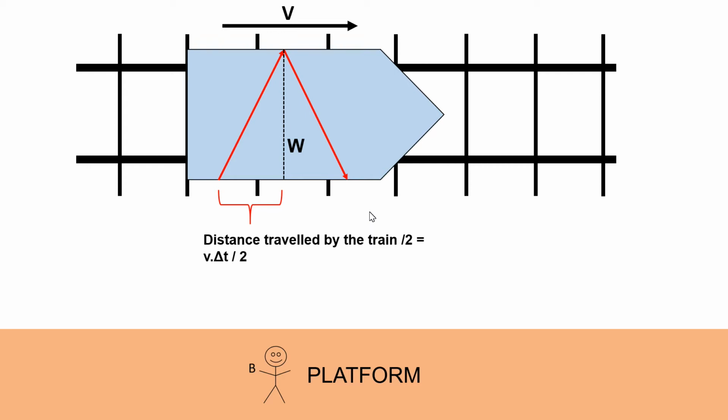We know that the distance traveled must be delta t times v. And the reason why I put divided by 2 is because I just wanted to show, using these curly brackets, half of the distance traveled. This is because we will be applying the Pythagorean theorem later. As you can see, we have two right angled triangles here, right.